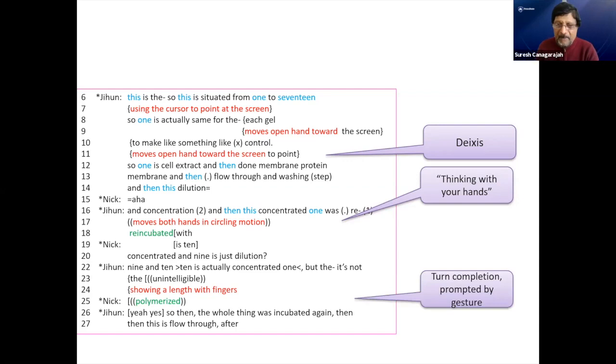So in the next case, in line 22, he's looking for another word and there are hesitations and pauses like we find in the whole transcript. This time he also shows length with fingers like this and Nick supplies the word. So Nick is able to stitch together, or all the participants are able to work together and stitch together the conversation, helped by the spatial repertoires, in this case, the visuals and gestures.